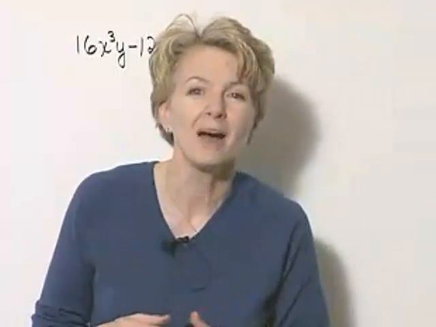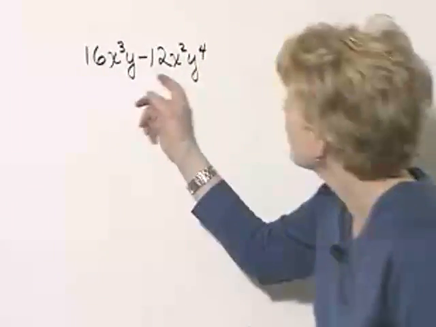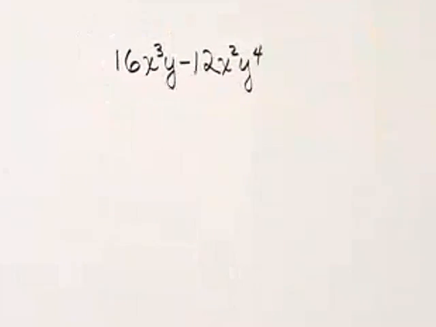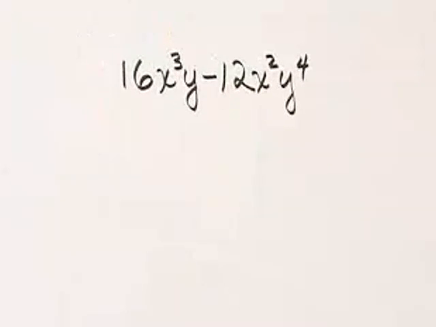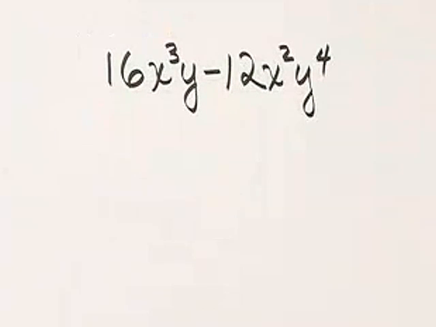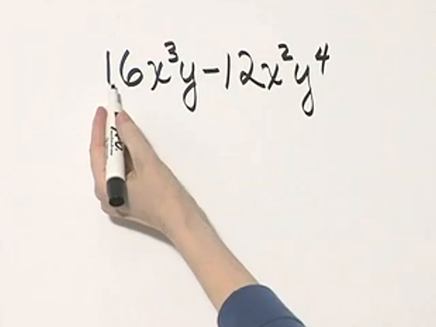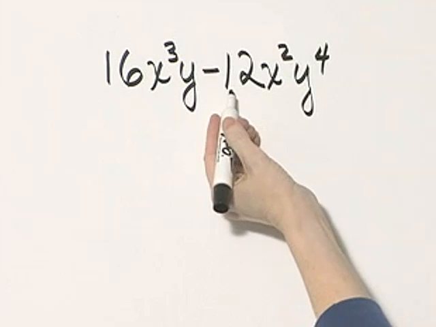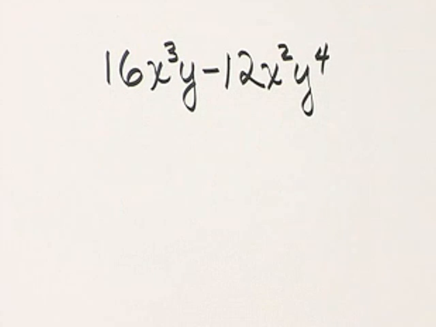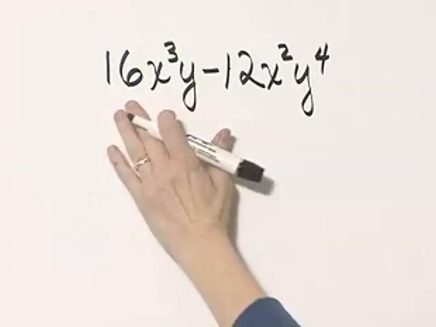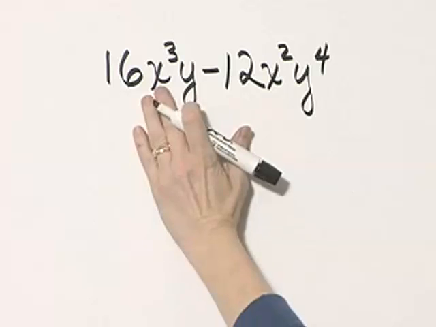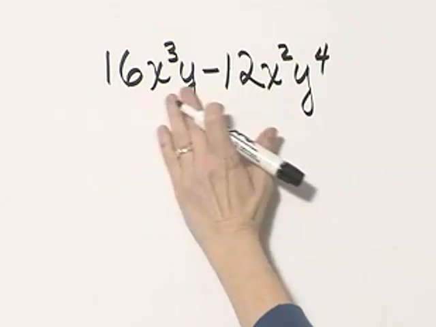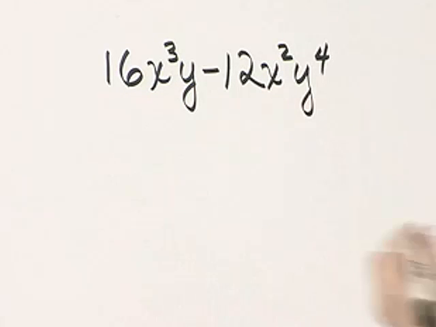So keep all of that in mind, and let's factor the following binomial. What's the first step? Remember, we want to see if there's any common factors in these 2 terms. 16x cubed y plus or minus 12x squared y to the 4th, depending on how you want to think of this. Notice there's a common factor of 4. Notice there's a common factor of x squared and a common y.